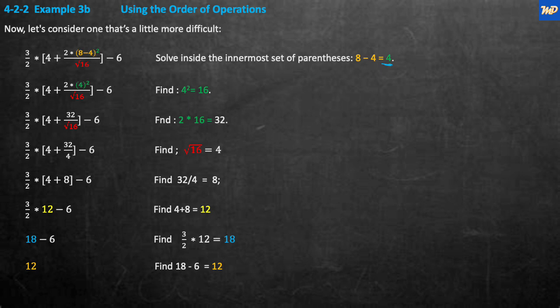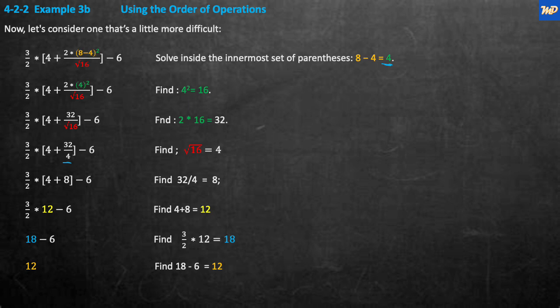Okay, so now we're going to get rid of the square root on the 16 because that's like an exponent. The square root is an exponent, so that has to be done. So now we've got this 4 plus 32 divided by 4. The square root of 16 is 4. There's the 4 that we're dividing by here. And still minus 6.